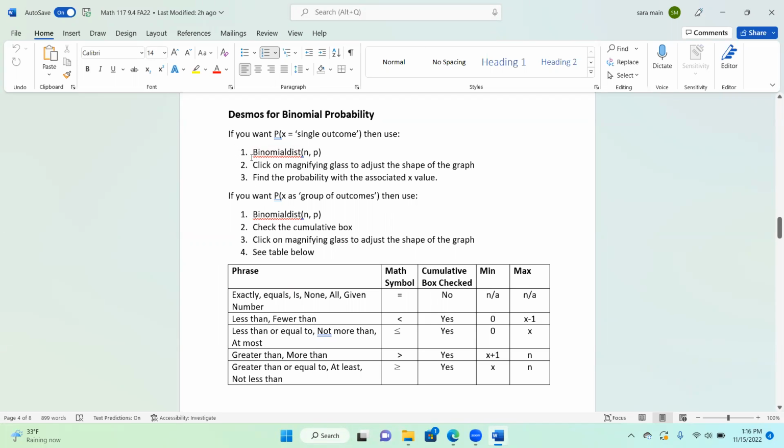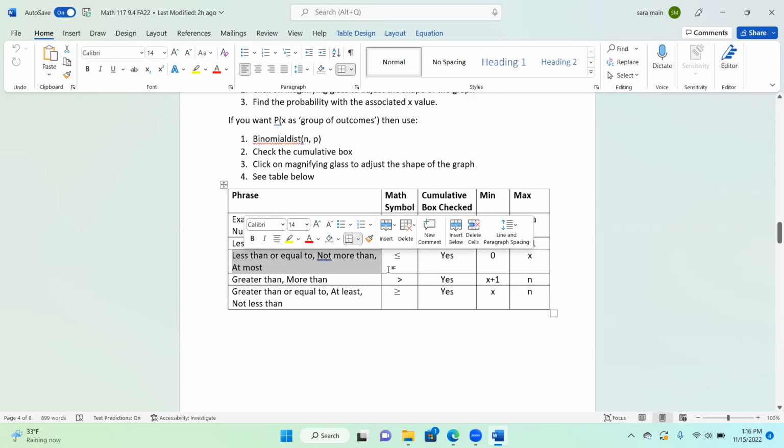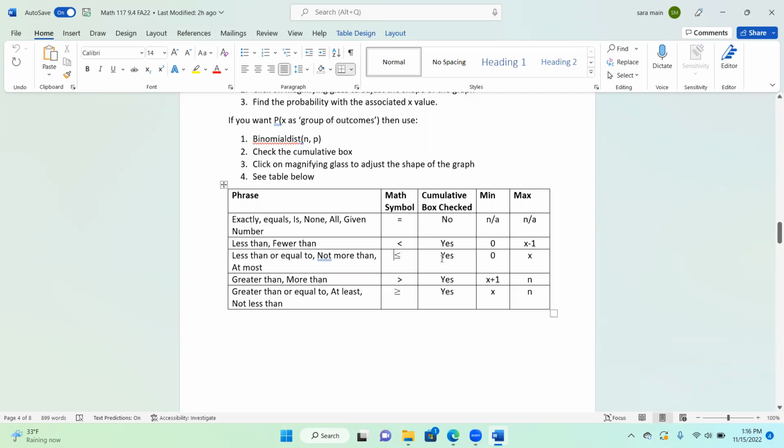suggestion up here under click on the magnifying glass to adjust the shape of the graph, and then find the probability with the associated value because it's a single probability. The one we just did in the notes is a group of outcomes. And so we're in the bottom 3 situations. So we were in the at most, which is right here, less than or equal to, not more than or at most. So our symbol is less than or equal to. Yes, we're going to check the cumulative box, and that means the min is going to be 0 and the max will be our x, which was 6. So we're going to use this throughout the notes, throughout the rest of this lesson.